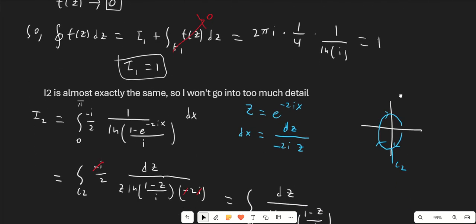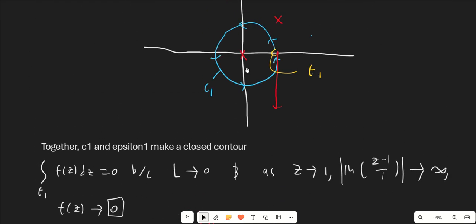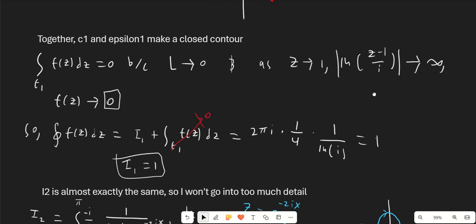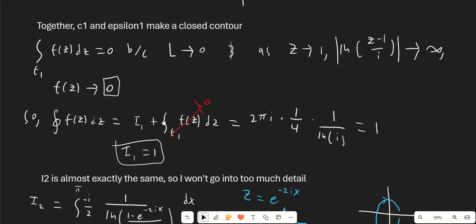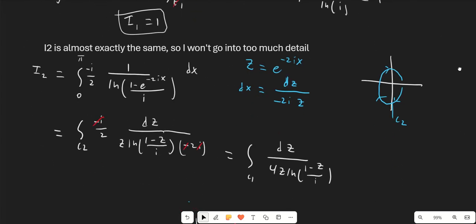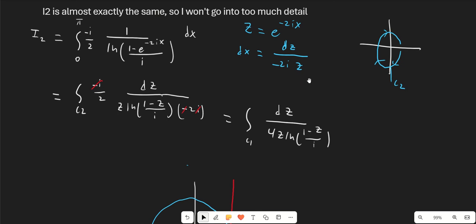And that means that overall our full contour, which is going to be the path of C1 plus the path of epsilon 1, is going to be I1 plus the integral over epsilon 1, which is just 0. And this is going to be 2 pi I times the sum of the residues. So it's 2 pi I times 1/4. This was just a factor that was in our integral. And 1 over natural log of I, because we're taking z equals 0. And natural log of I equals I pi over 2, and this just gives us a result of 1, or I1 equals 1. I2 is evaluated in exactly the same way, so I won't go into too much detail.